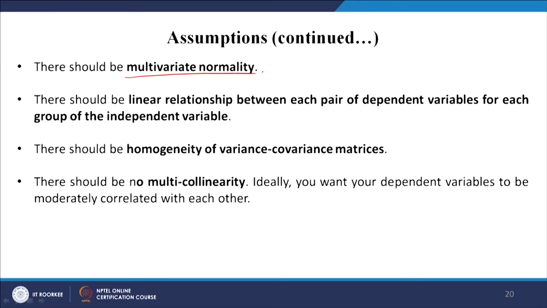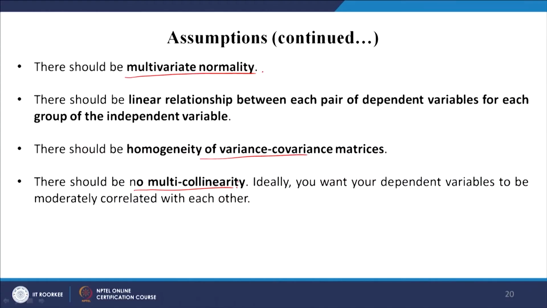That means there should be some kind of correlation between the dependent and the independent variables. It says there should be a linear relationship between each pair of dependent variables for each group of the independent variables. So, there should be some relationship. Homogeneity of variance, we have already said, when there are several groups, these groups can only be compared when the groups have a similar kind of variance, otherwise they cannot be compared.